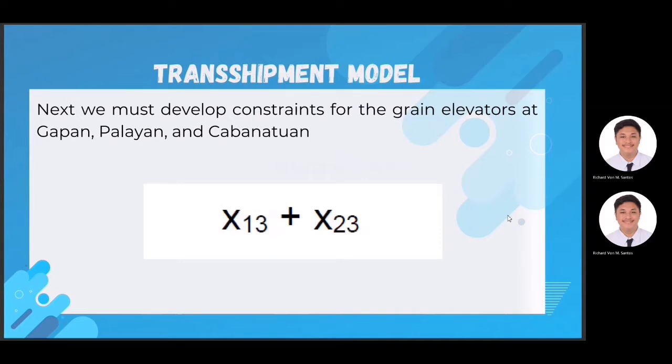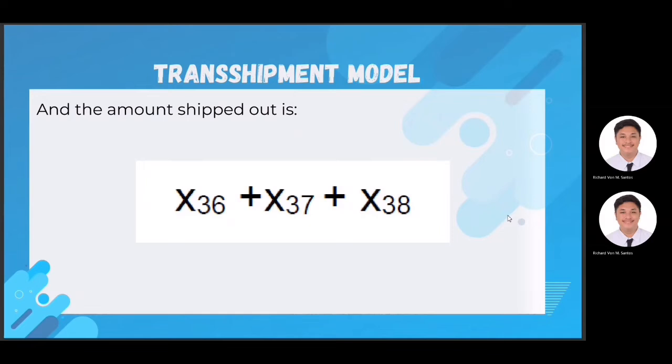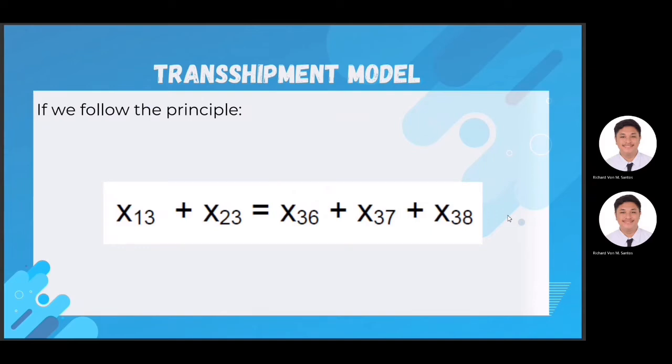In developing the constraints, we must follow the principle in the assignment model that at each transshipment point, the amount of grain shipped in must also be shipped out. To further explain the idea, let us use this slide as an example. Let's say the amount of grain shipped in to Gapan is X sub 13 plus X sub 23, and the amount shipped out is X sub 36 plus X sub 37 plus X sub 38. Therefore, using the principle mentioned, the constraint is X sub 13 plus X sub 23 is equal to X sub 36 plus X sub 37 plus X sub 38.